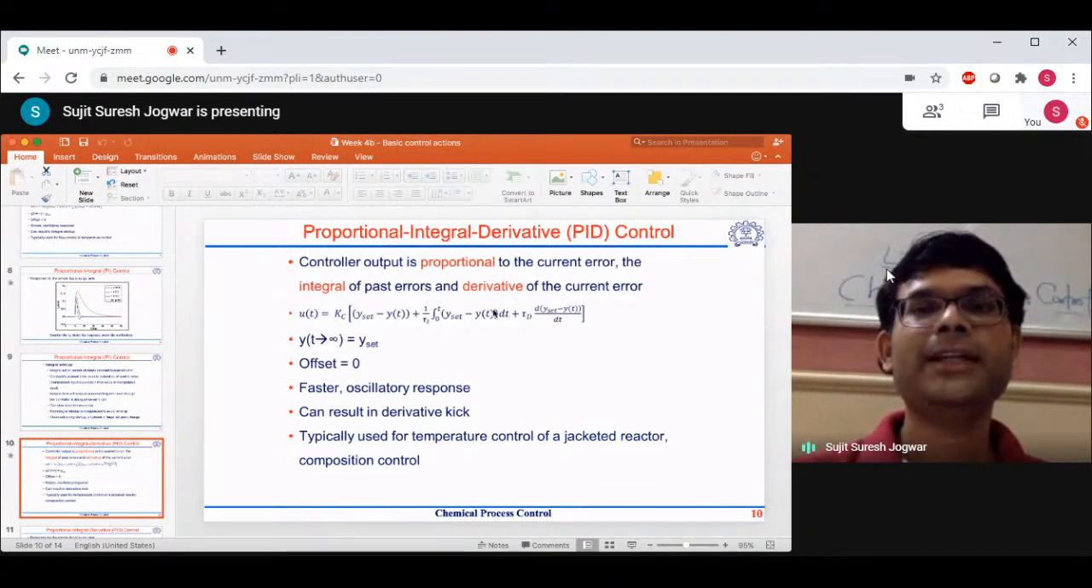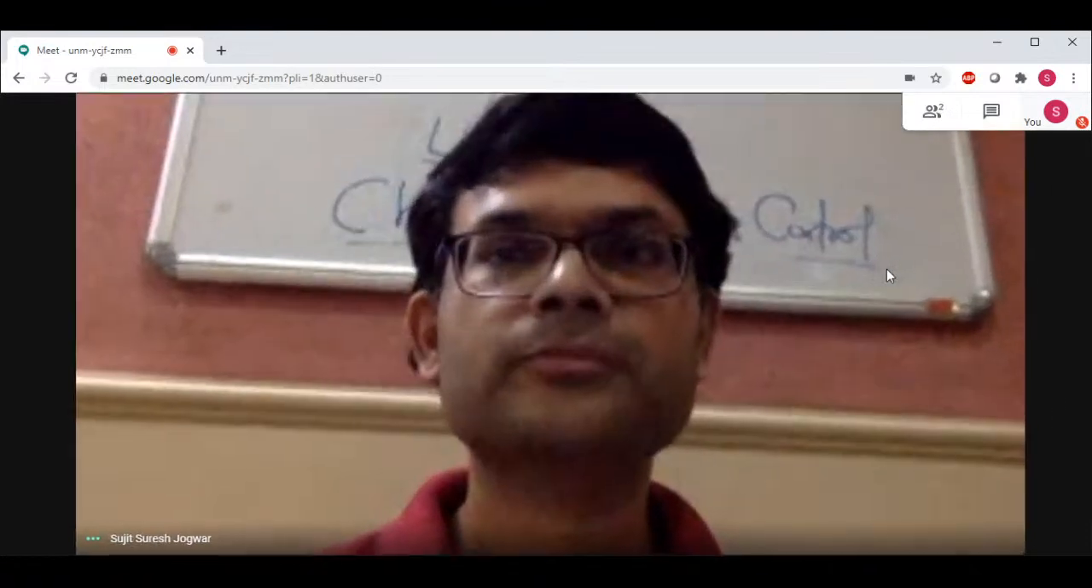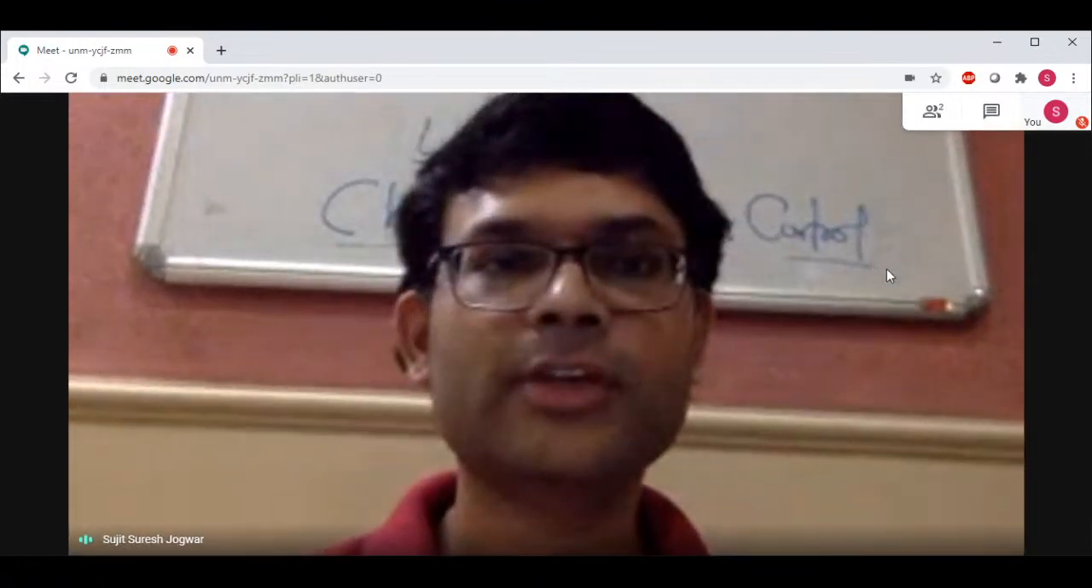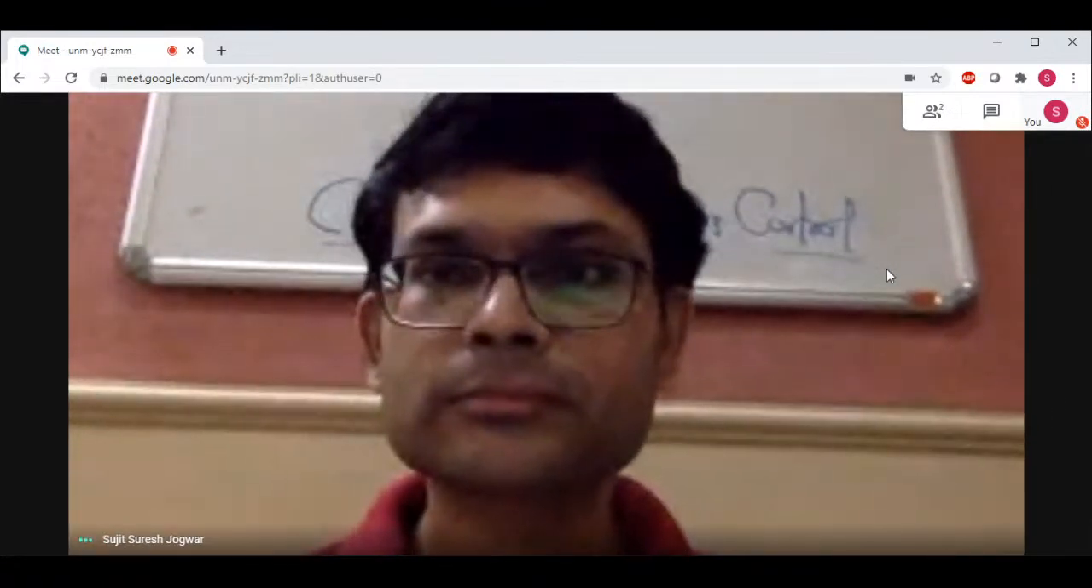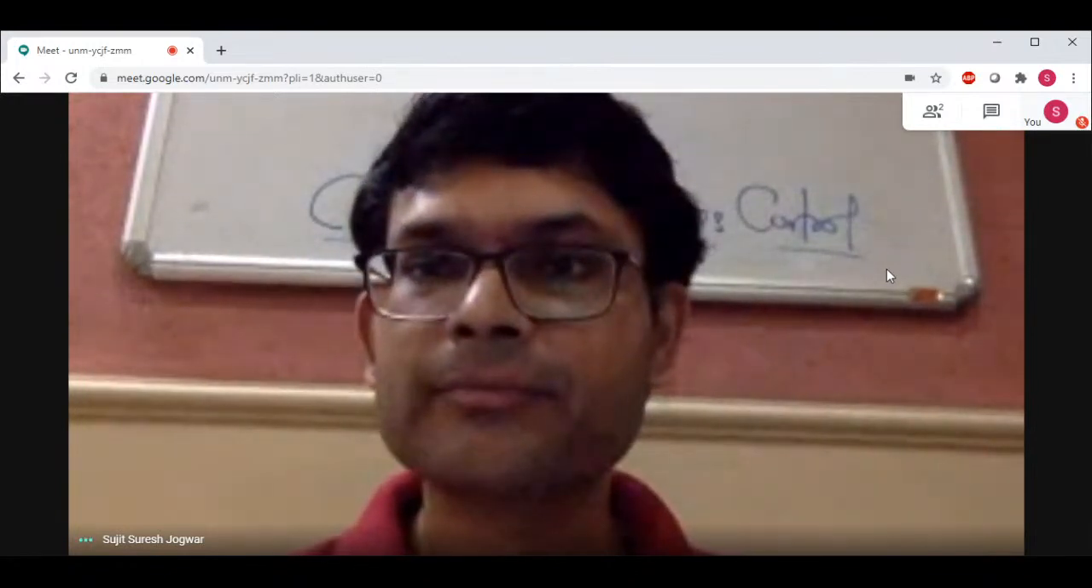But the moment you have an integral action and there is a constant error, it will keep on getting integrated and you will not remain constant. The only way you will remain constant is when the error goes to 0. So that is the purpose of having an integral action in your controller. Without integral action, you will not get offset free response, whether it is a PI controller or a PID controller.